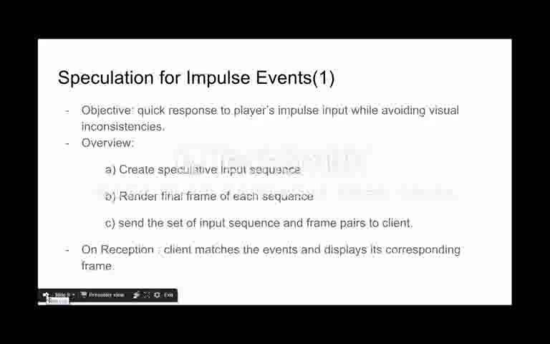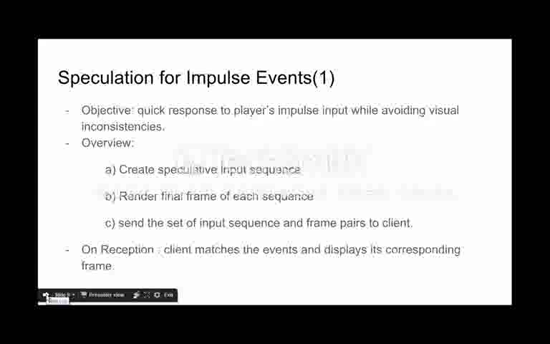The procedure that Outatime follows is, first the server produces a speculative input sequence beforehand. Now what is beforehand? Suppose the event is going to happen at T1, all the input possibilities by the client are calculated at T0 itself. And this is what calculating the input sequence beforehand means. Then the final frame is rendered for each of the speculated input frames. After this rendering is done, the set of speculated input frames and their corresponding output frames is sent to the client.